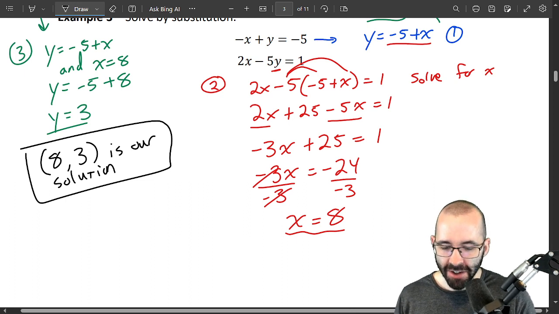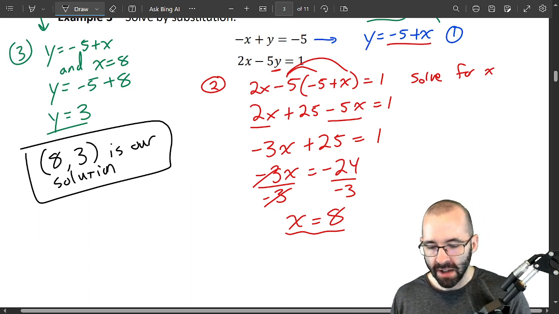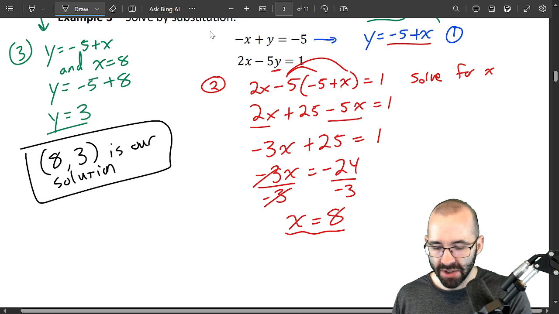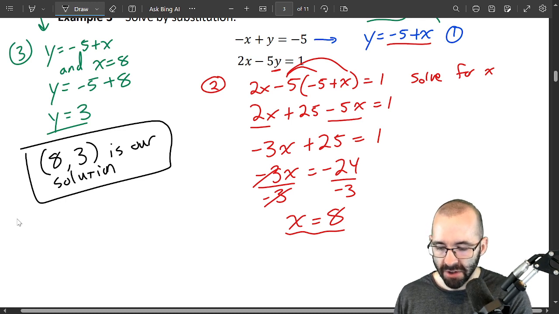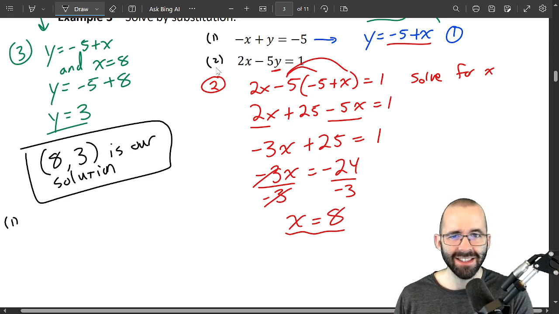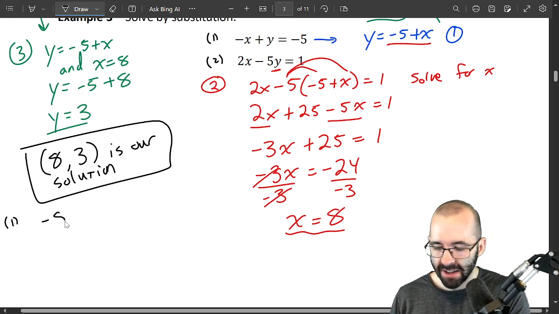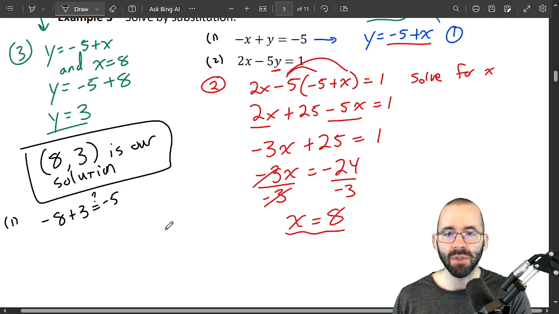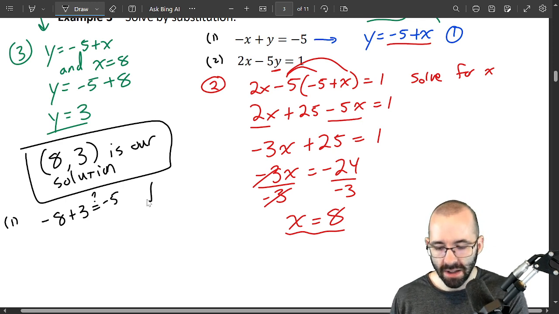All right, so we can check. We can name these equations. Let's just check it. This is our first equation, Equation 1. It says negative x plus y should equal negative 5. Is that true? Yes, it is. Negative 8 plus 3 is indeed negative 5.